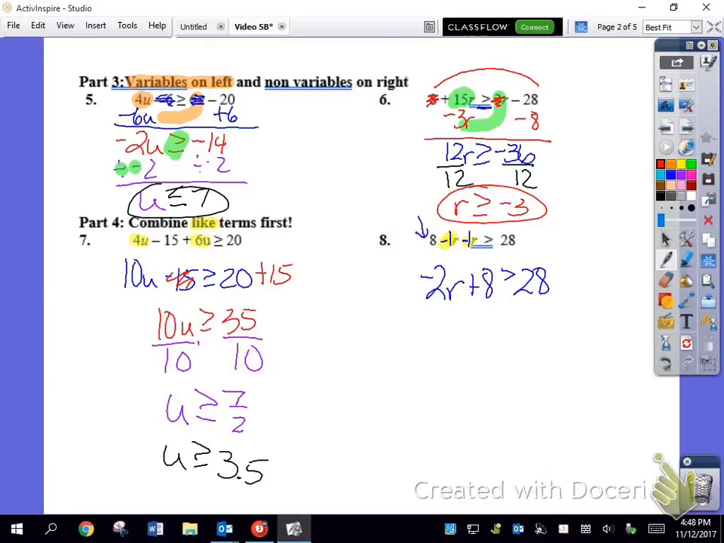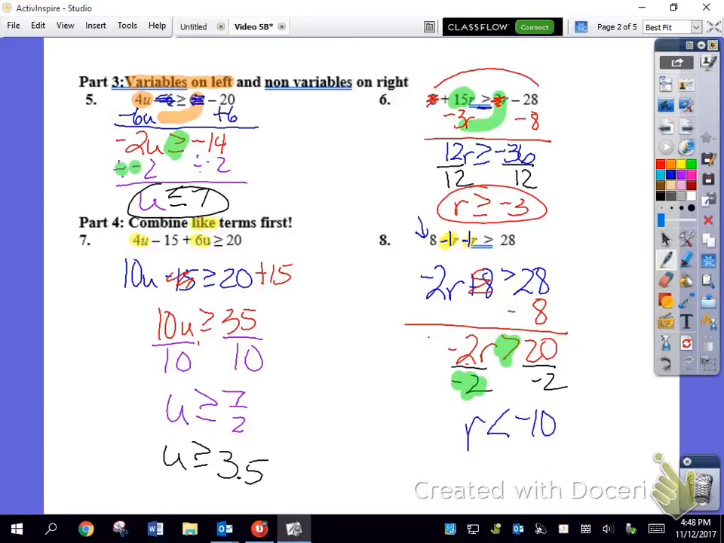The opposite of adding 8 is to subtract 8. So negative 2r is greater than 20. The opposite of multiplying by negative 2 is to divide by negative 2. And any time that you divide by a negative, you have to flip your inequality. So r is less than negative 10. And that's less than, and there's equal to. I gotta bring down that equal to sign.